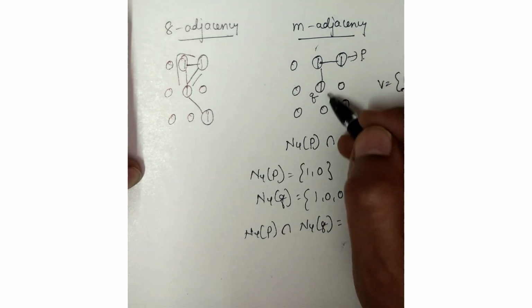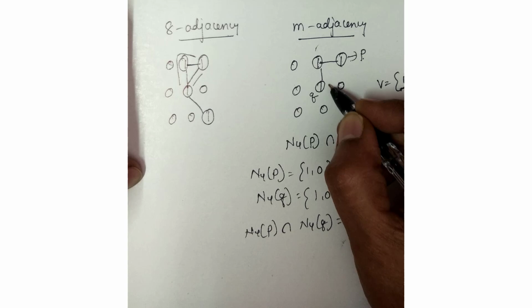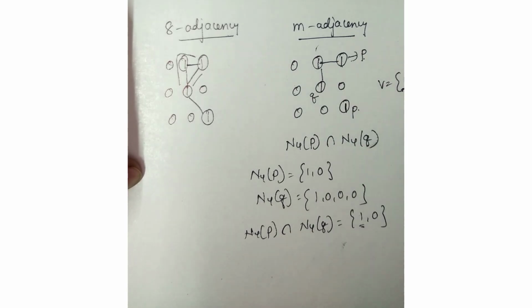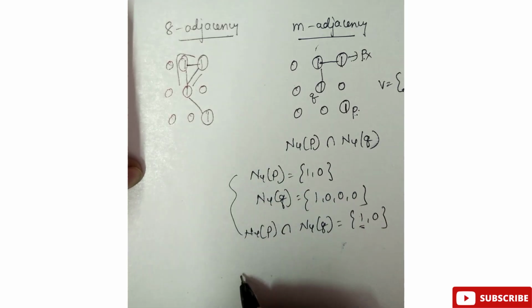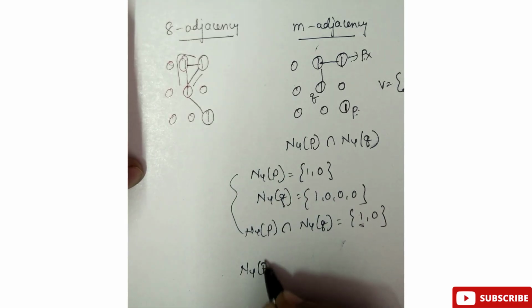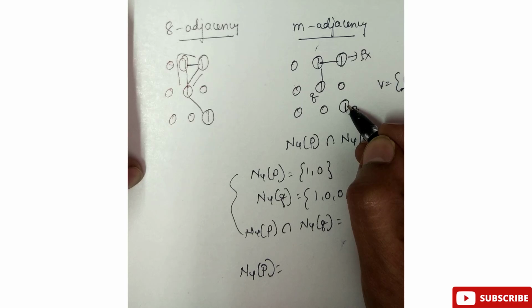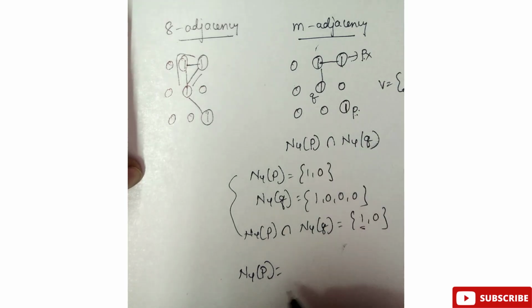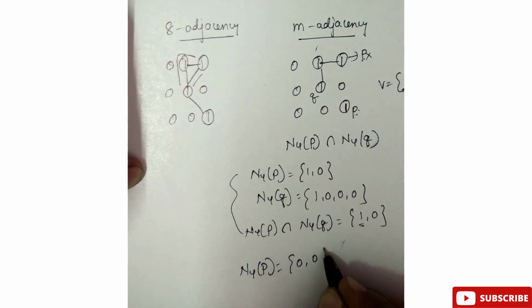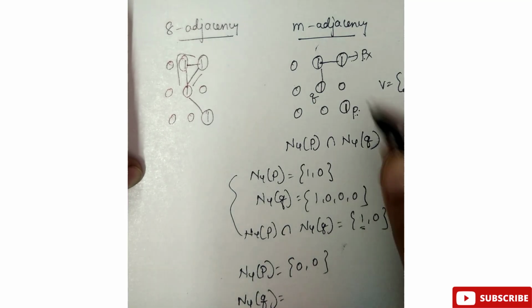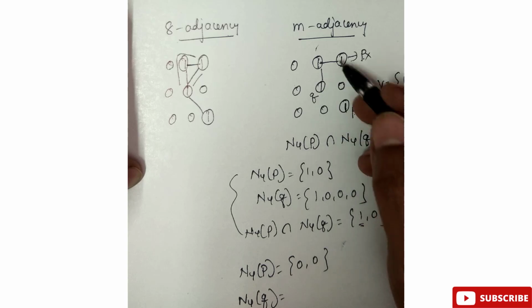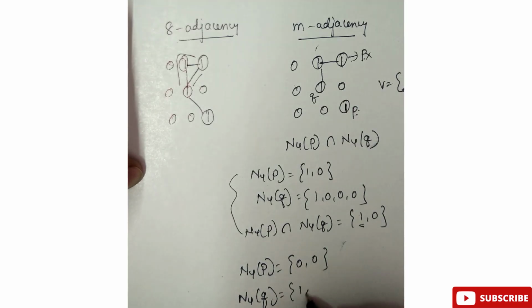Okay, now coming to another point. Consider this as P. Okay, now consider this as P. Now, what is the second set? What is this N4 of P? For this N4 of P, 0 and 0. And what is N4 of Q? Same, consider this Q. It is 1, 0, 0, 0. So, what is the intersection?